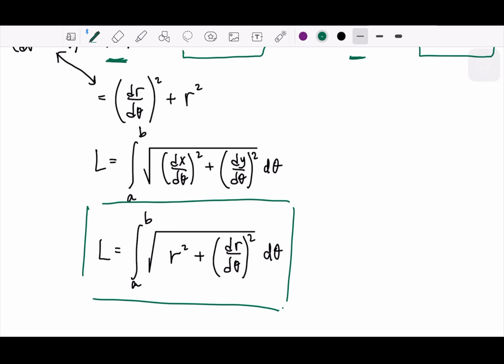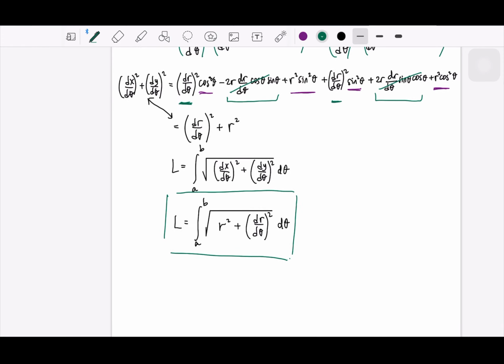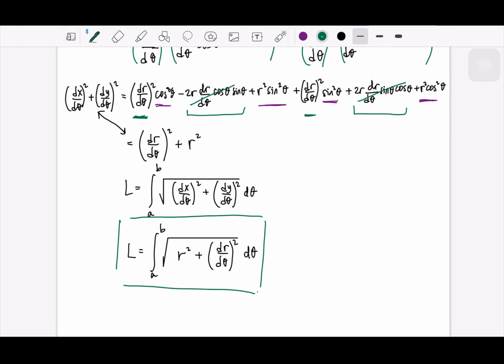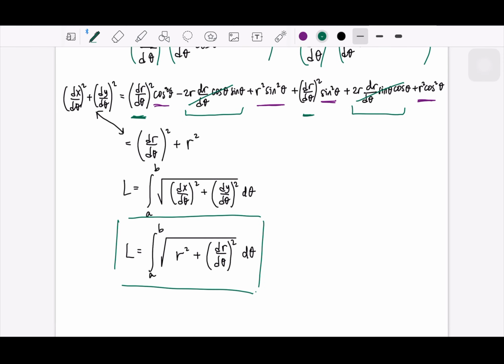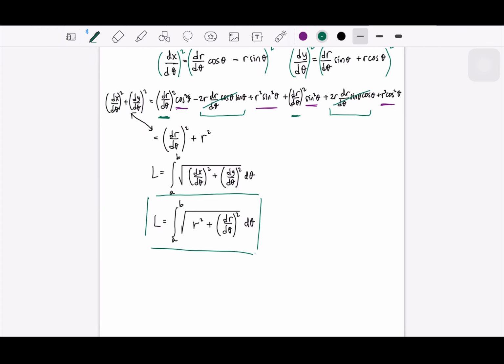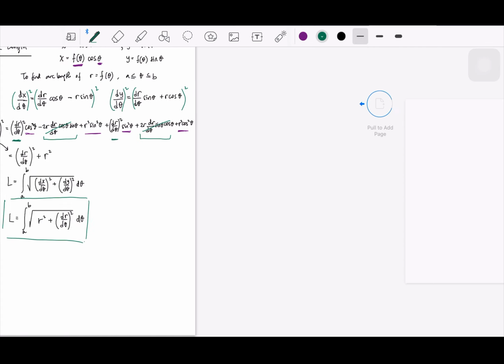Okay, now, let me just finish. This is the arc length. I think we can finish just the tangent, and we can review and have exercises next Thursday. Okay, so let's move to the next one.